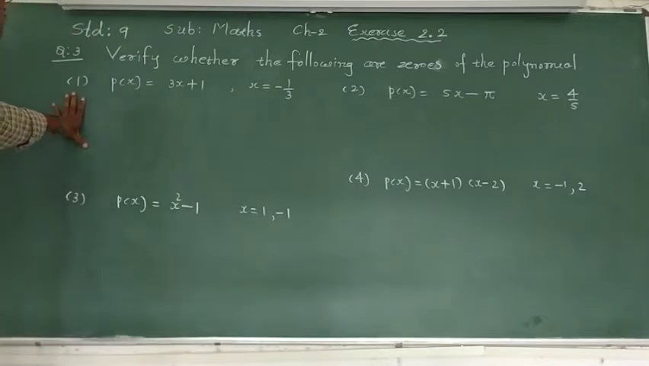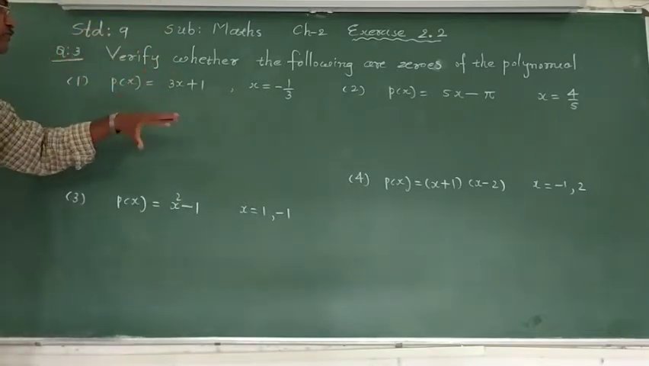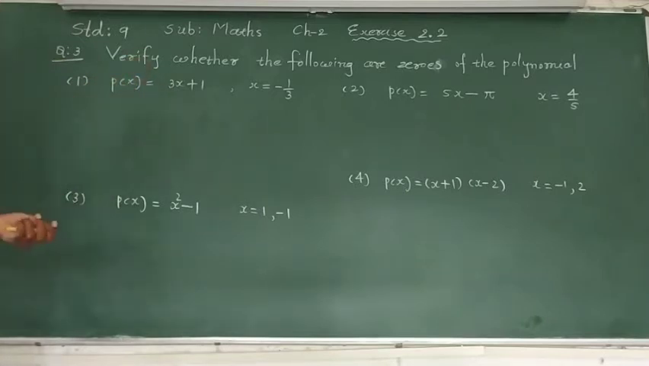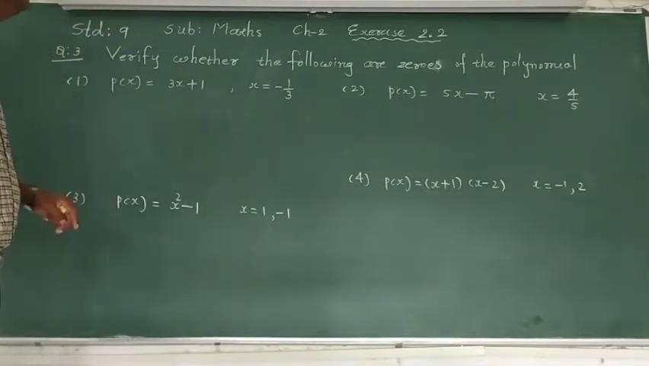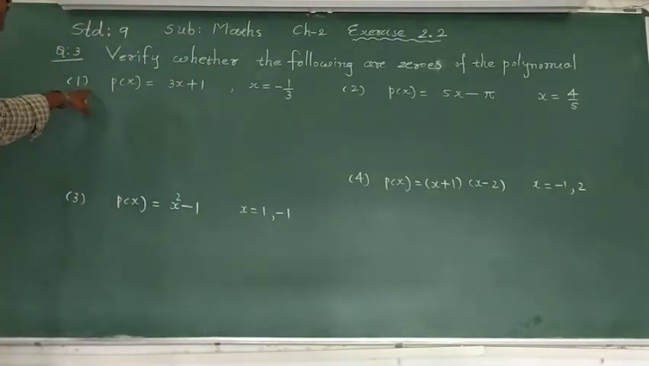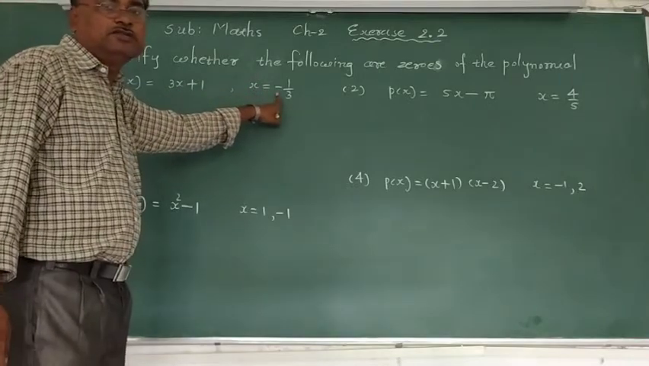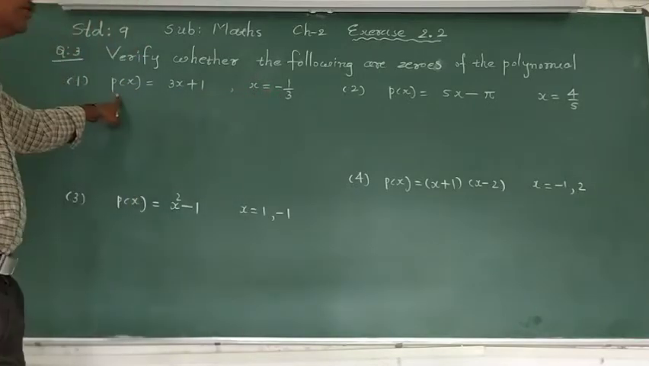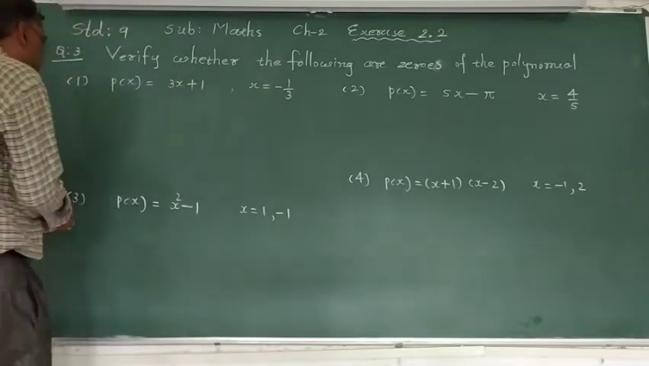Today we are going to solve exercise 2.2 question 3. Verify whether the following are the zeros of the polynomial. So first question, p(x) equal to 3x plus 1, given x equal to minus 1 upon 3. In this polynomial, put x equal to minus 1 upon 3.